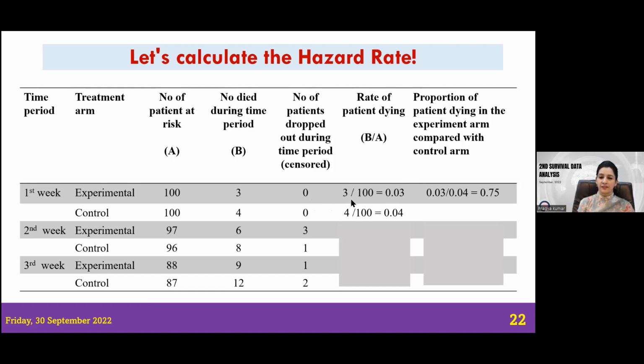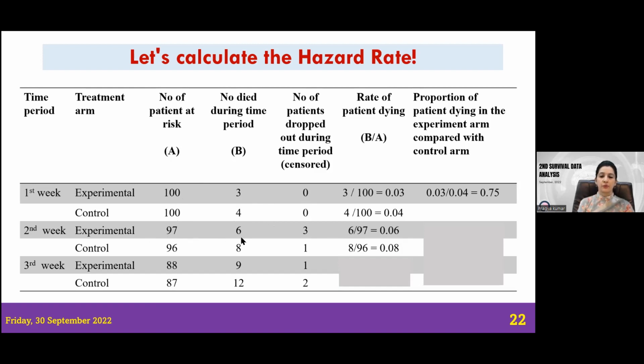This is censored. So this is 0.03 and this is 0.04. And if you see the proportion of patients dying in the experimental arm as compared to the control arm, you can see that this is 0.75. Similarly, there are 3 people and 0 dropped out. So if I reduce this 3 from the 100, it is 97. And in the control arm it will be 96 because there are 4 people here. So it will be 97 and 96, the number of people who are at risk.